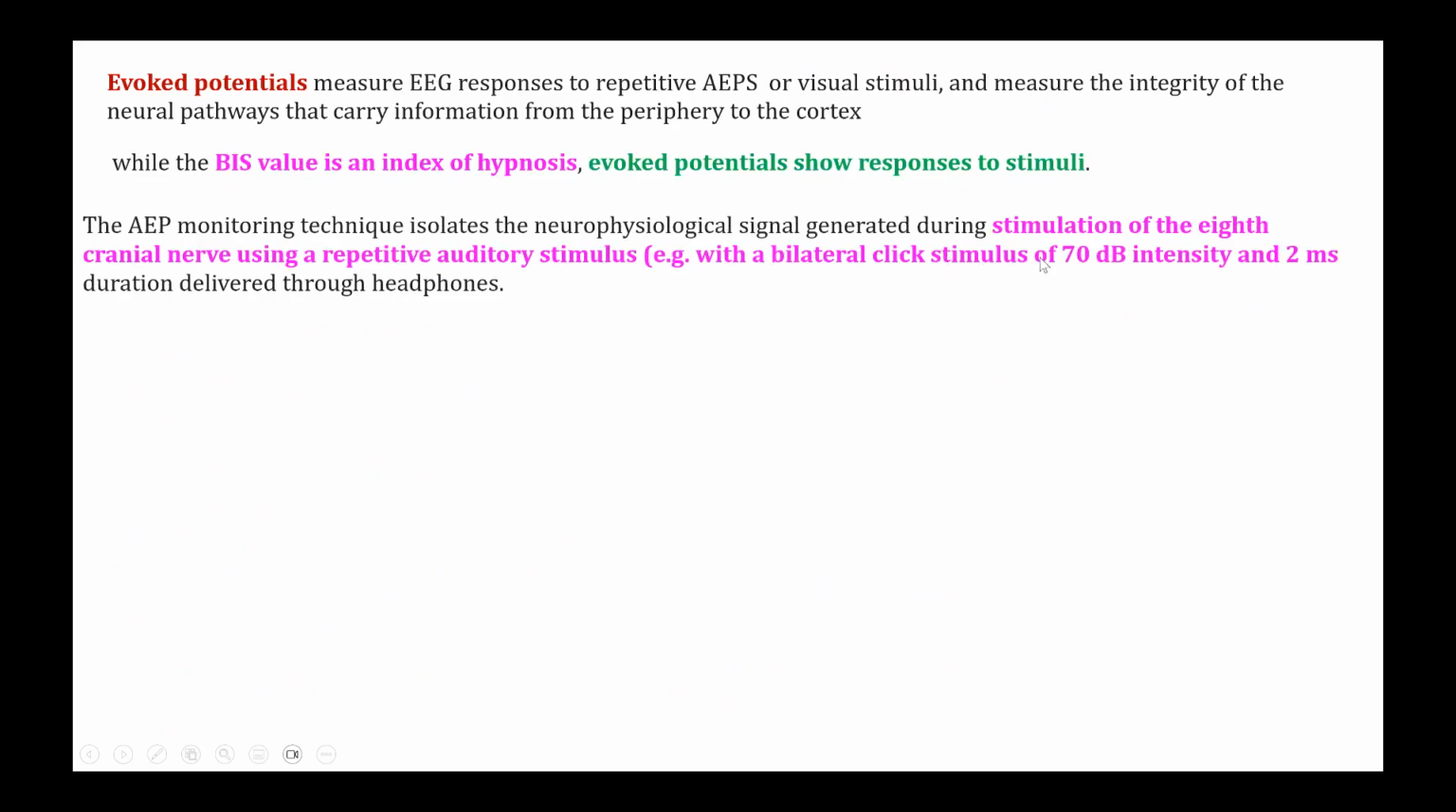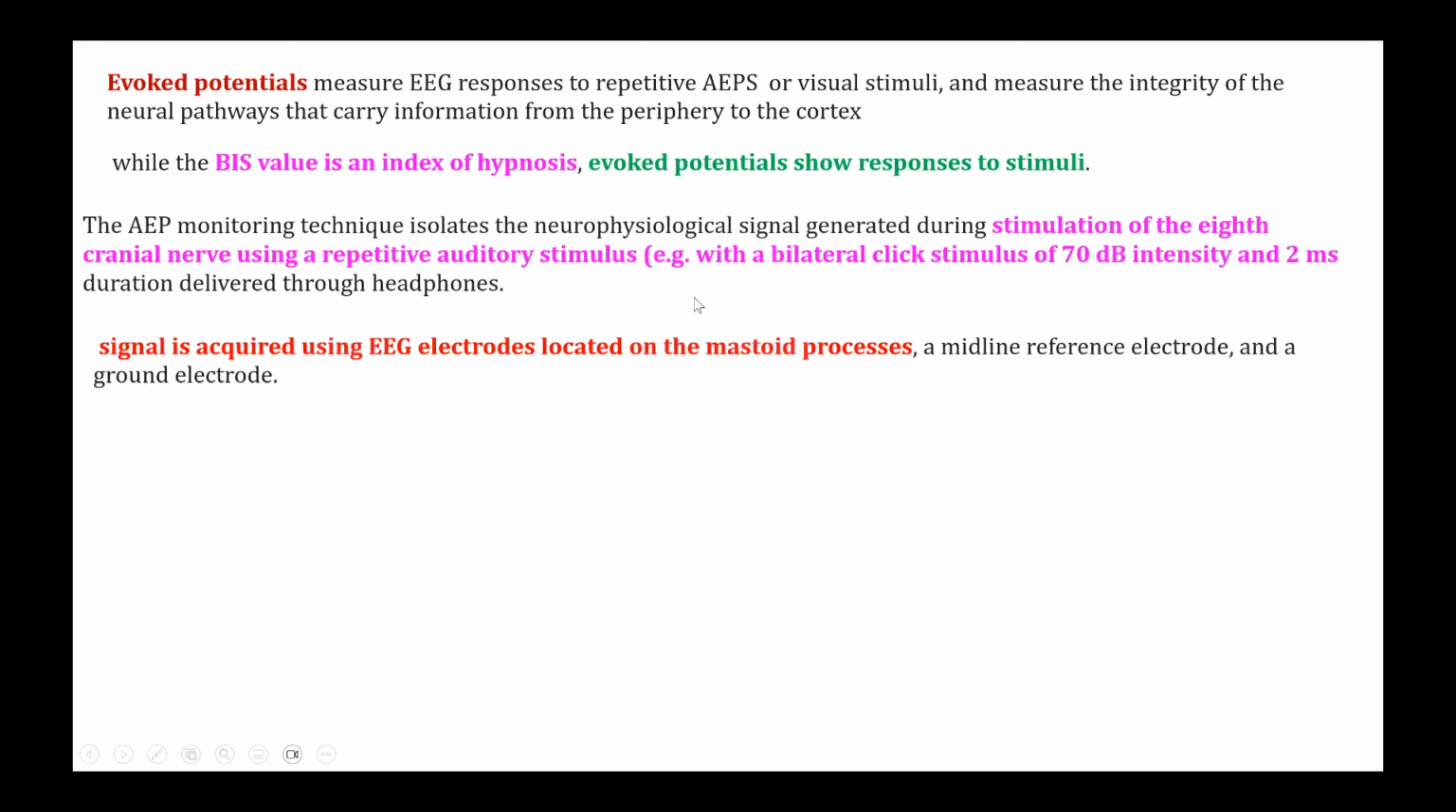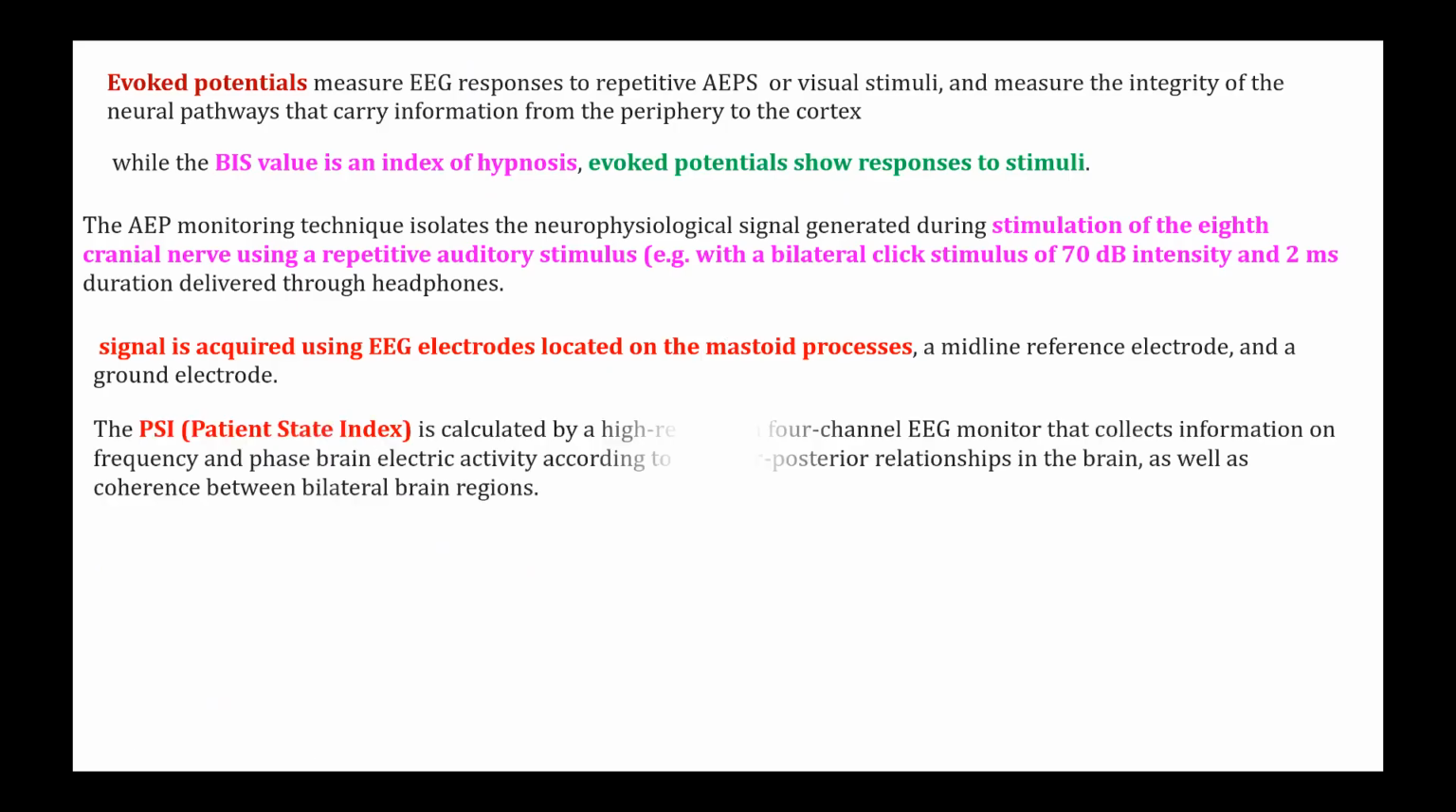And their stimulus is based on the 8th cranial nerve activity by repeated auditory stimulus and signal acquiring using EEG. So once you give the stimulus to the auditory nerve, it reflects on the cortical area and EEG patterns are produced, and the electrodes are placed here in the mastoid process and not in the midline like forehead like your regular BIS and entropy monitors.